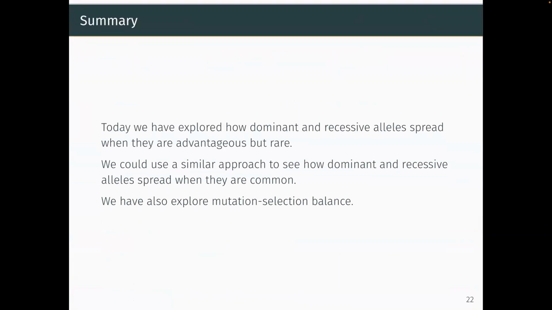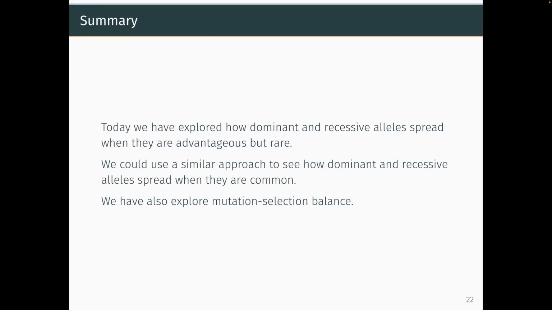Just a quick summary, I guess. So we spent a lot of time talking about dominance today. It's kind of like one of the really fundamental aspects of genetic architecture. And we talked about how we can use the Fisher-Haldane-Wright equation to work out how a rare allele that is either dominant or recessive and is advantageous spreads into a population. How thinking about selection against an allele is just flipping that around. And so selection for a dominant allele is the same as selection against a recessive allele.